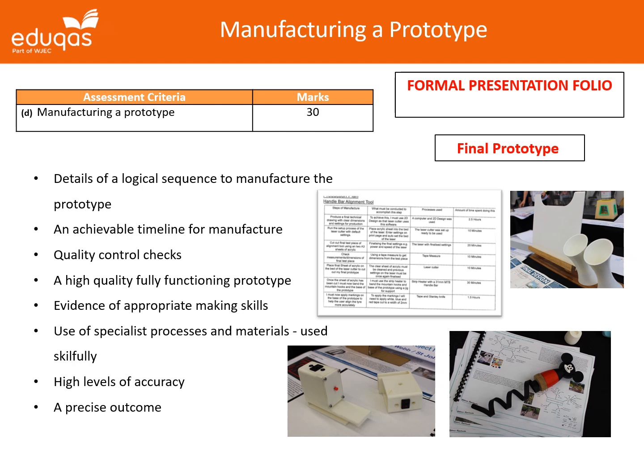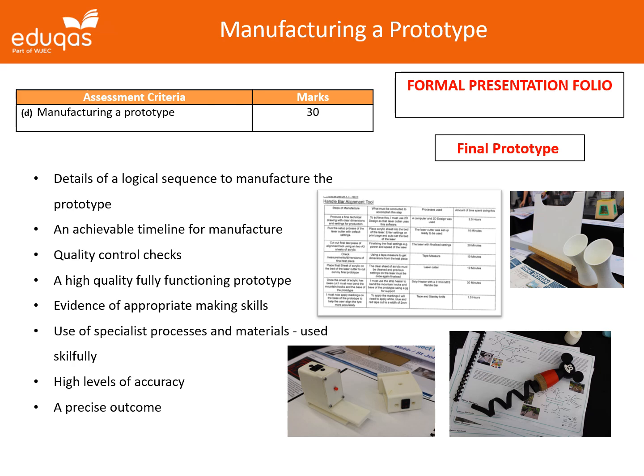A logical sequence for manufacture and the finished prototype are worth up to 30 marks. The logical sequence must show the steps needed to make your final prototype. It is a forward plan of instructions that someone else could follow to make the same product identically. The sequence must also include an achievable timeline for manufacture.